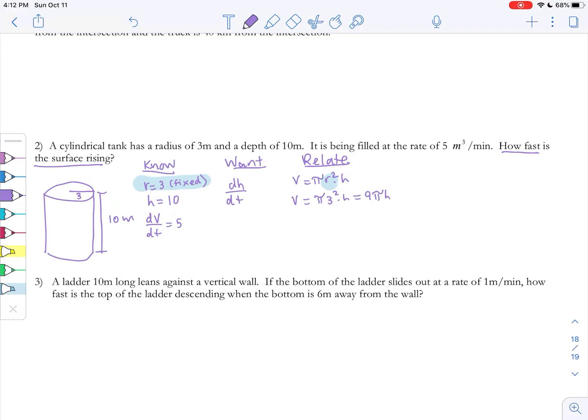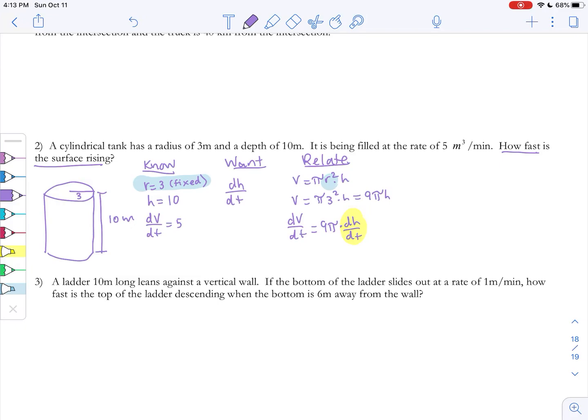At this point, because we want dH/dt and we're given dV/dt, we can take the derivative implicitly. So the derivative of V is dV/dt, remember with respect to a third parameter of time, equals 9 is a constant, pi is a constant, and h is to the first power. So this is just a simple power rule. 9 pi times, because we took the derivative of h, we're going to multiply by dH/dt. And so our unknown, what we're trying to solve for here, is dH/dt. And we know what dV/dt is.